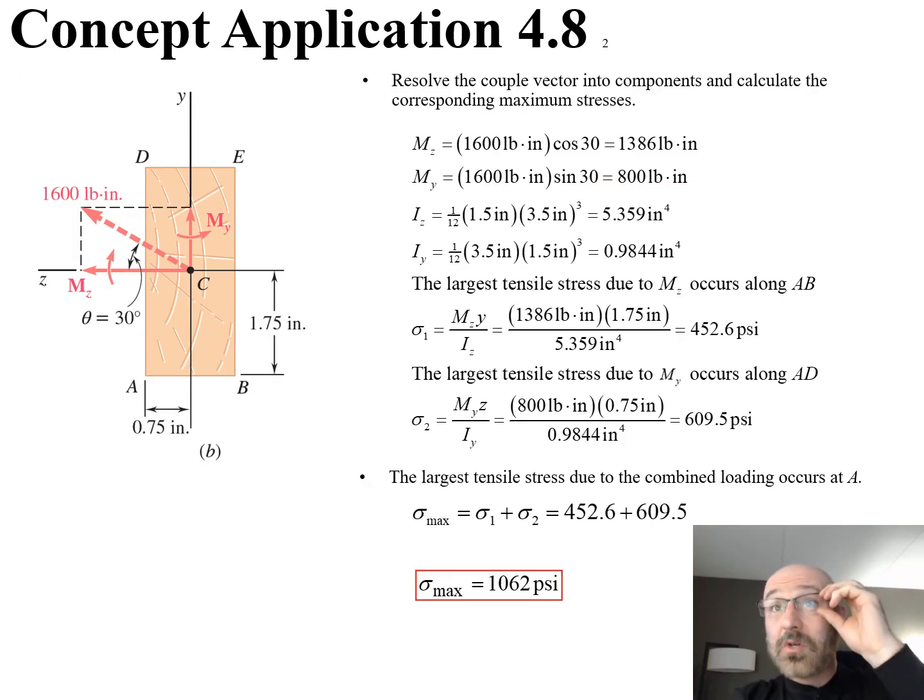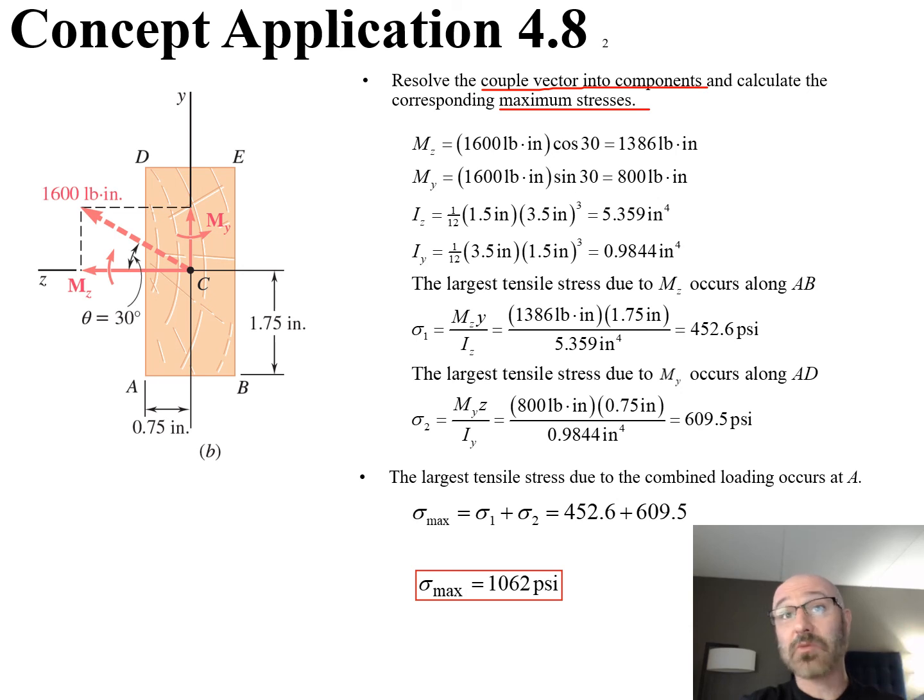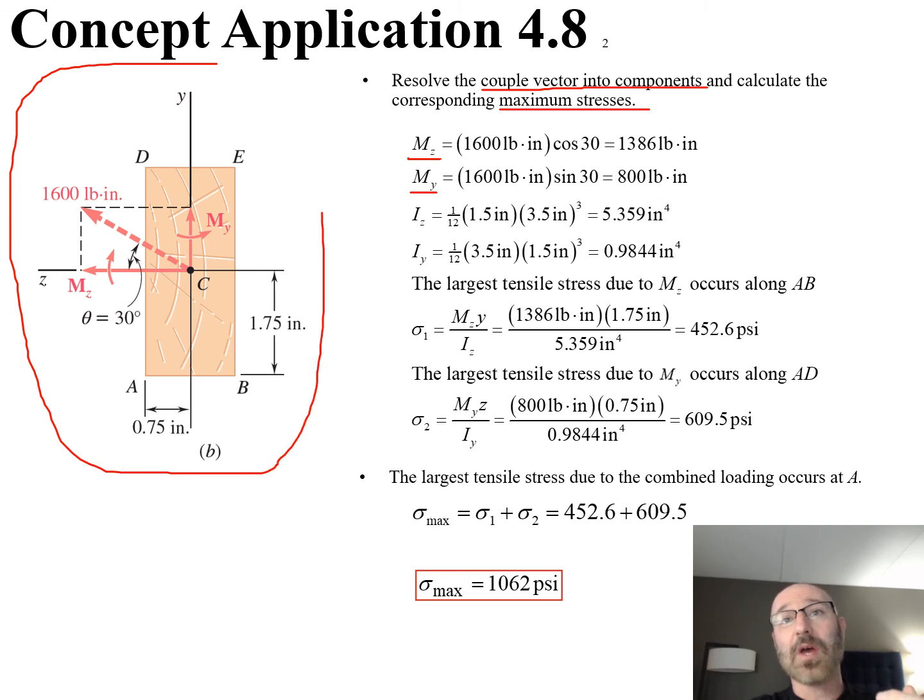So as we jump into our solution, first thing that we want to do is resolve the couple vector into its components and calculate the corresponding max stresses. So first part of that is to resolve these into their actual components. We want to find our Mz and our My from those governing equations that we saw earlier, so we can break them down to their components. Now, if we look over here at our diagram, I really like what we've done. We've broken it down and we've got a visual 2D representation looking at that triangle. We can look at our trig and say, okay, if I want that moment around z, that's going around this z-axis. This is the angle of 30 degrees. If I want that component in the z direction, I can do out my trig.